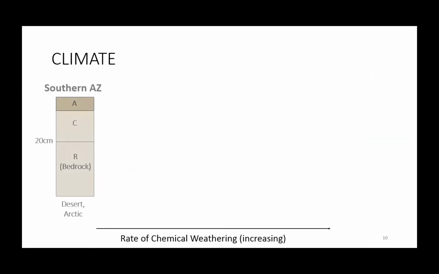My animations are underneath the map. That's awesome. All right, so what you might see is something like this. Maybe in Arizona where it's really dry, like a desert or even like a dry Arctic condition. We do have soils in those locations, but not a lot going on. Very thin profiles. Bedrock might be very close to the surface. And the only noticeable thing you might see is just a little bit of color difference at the surface.